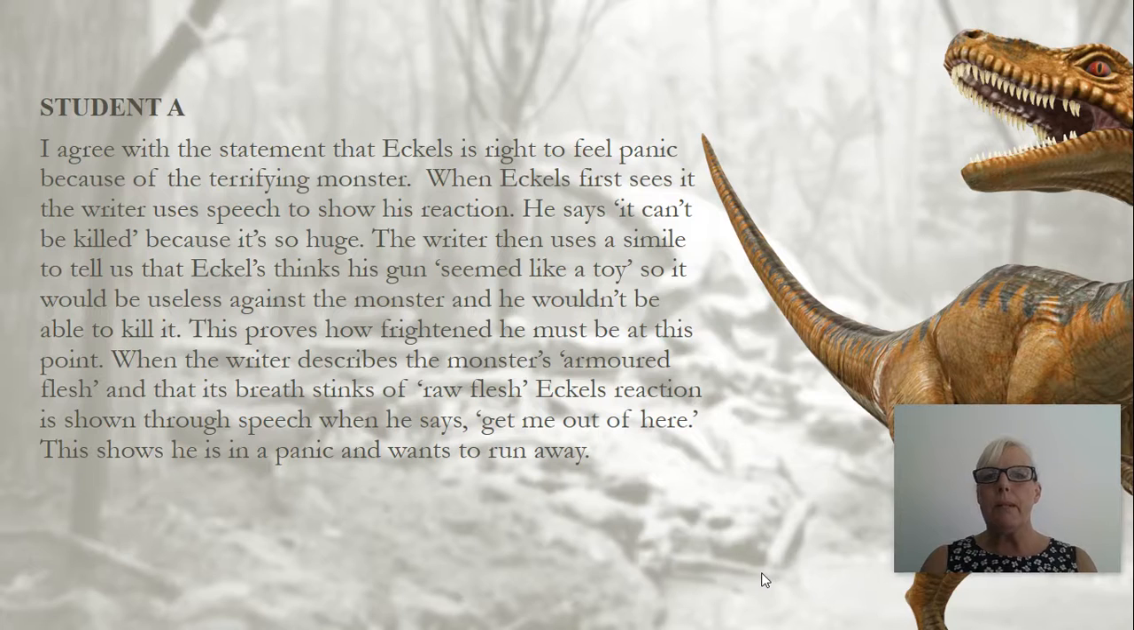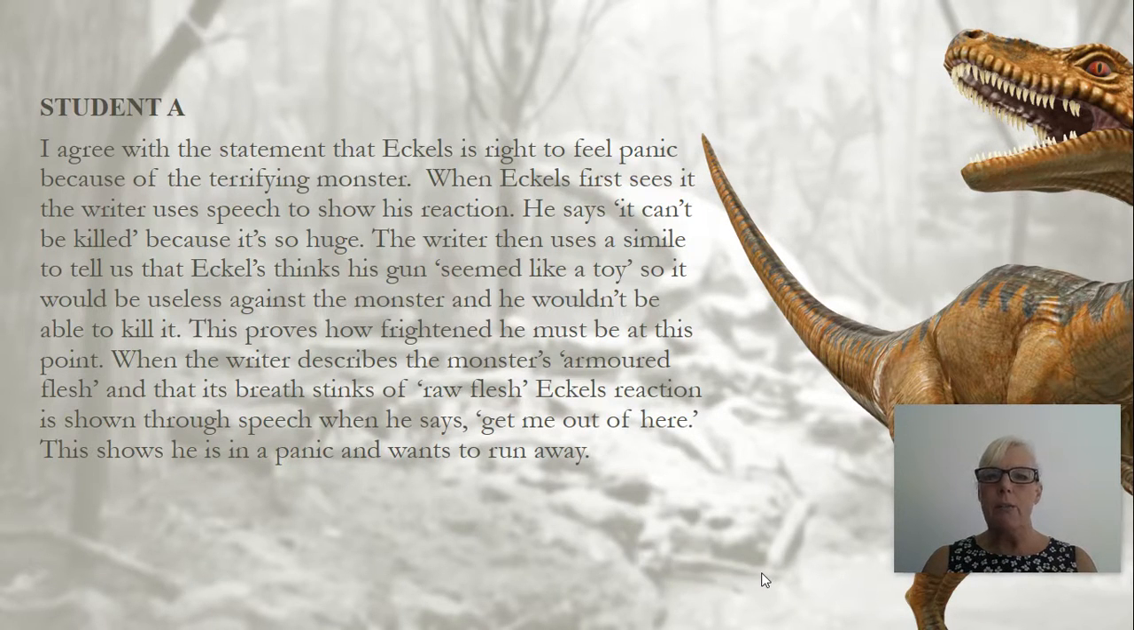So I agree with the statement that Eccles is right to feel panic because of the terrifying monster. When Eccles first sees it, the writer uses speech to show his reaction. He says it can't be killed because it's so huge. The writer then uses a simile to tell us that Eccles thinks his gun seemed like a toy, so it would be useless against the monster, and he wouldn't be able to kill it. This proves how frightened he must be at this point.